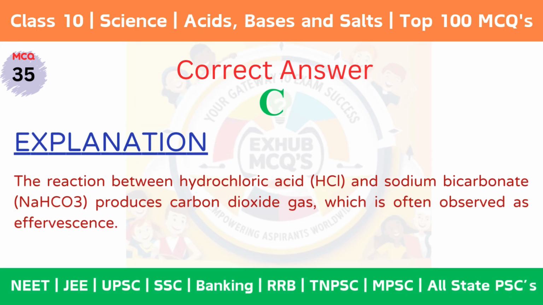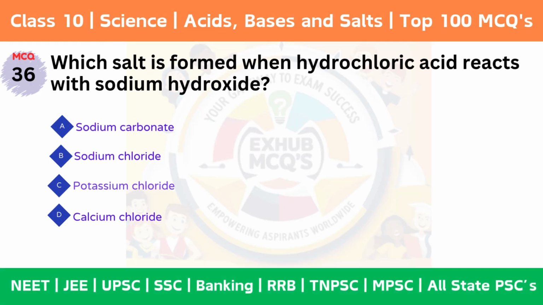The correct answer is option C, carbon dioxide. Explanation: when hydrochloric acid reacts with sodium bicarbonate, carbon dioxide gas is produced along with water and sodium chloride. MCQ 36. Which salt is formed when hydrochloric acid reacts with sodium hydroxide?